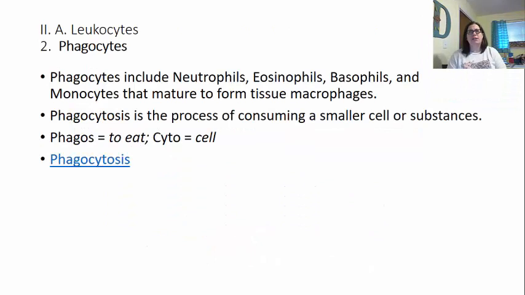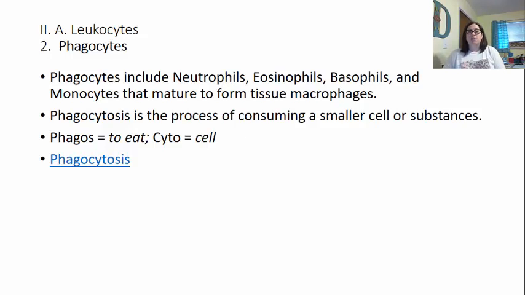Now, most of these guys do what we call phagocytosis. This is why they're known as phagocytes. Phagocytes include your neutrophils, eosinophils, basophils, and monocytes. Monocytes, when they mature in your tissues, actually get renamed as macrophages. Macro meaning large, and they're very large cells.